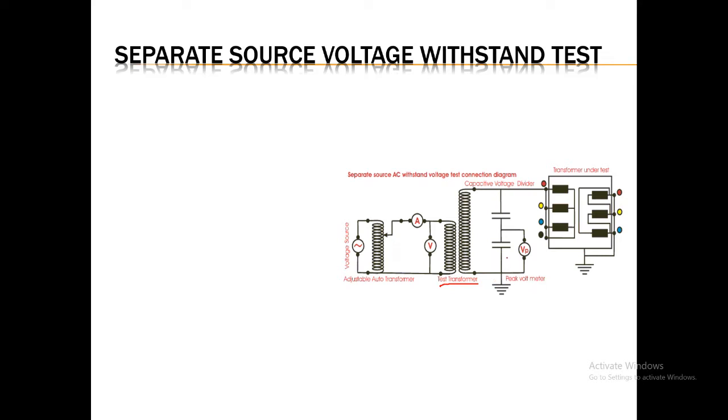The voltage measurement, as you can see over here, is done by using the capacitance voltage divider method. You have the adjustable auto transformer through which you can raise the voltage to obtain the required test level. Then the testing transformer, which is a step up transformer. At the primary of the testing transformer you can measure the voltage and current by using ammeters and voltmeters, whereas the high potential at the secondary of the testing transformer is measured with the help of the capacitive voltage divider method.